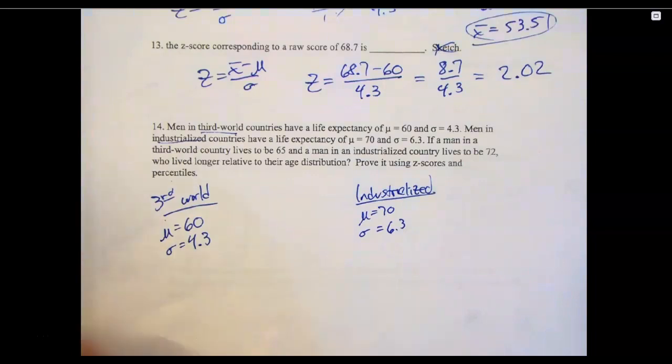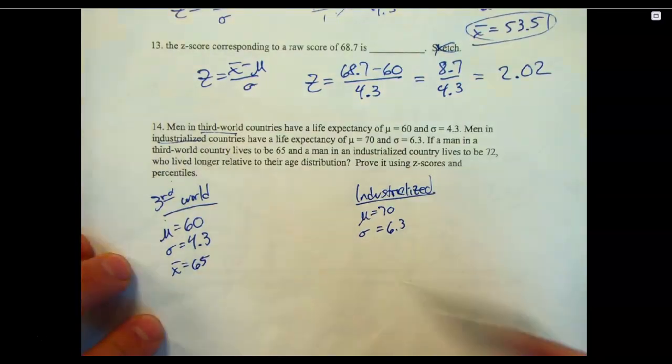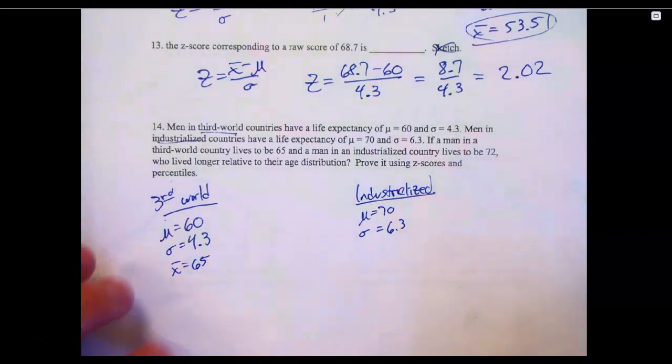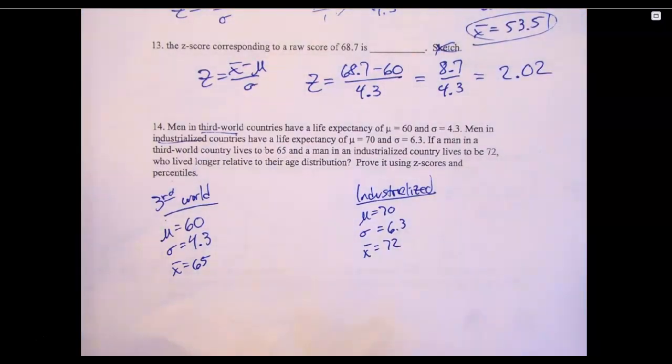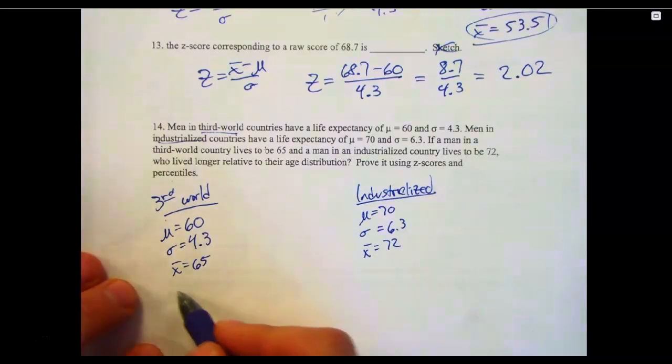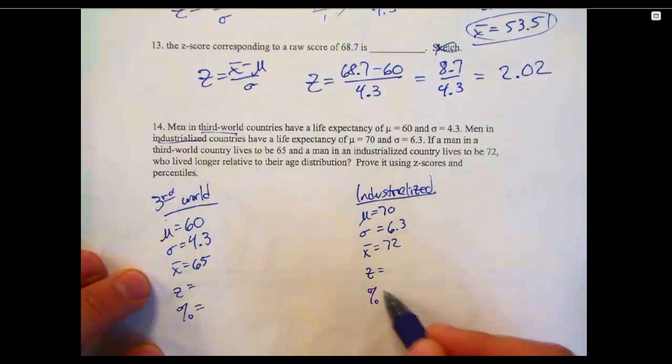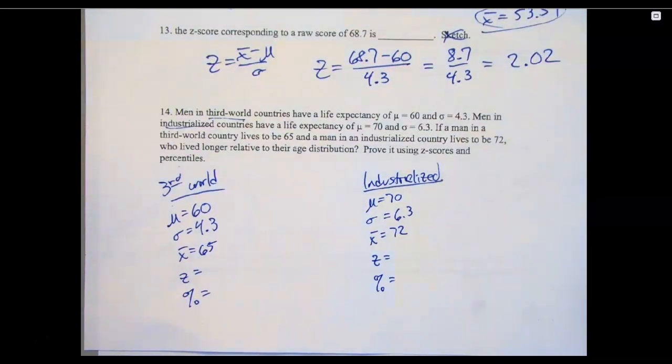The man in the third world country lives to be 65. The man in the industrialized country lives to be 72. So it's not who lived longer, because obviously 72 is bigger than 65. So who lived longer relative to their situation? So what I want to do is find the z-score for both of these and the percentile for both of these. So I'm going to give you a minute to try that. Does that make sense how I'm organizing it and setting it up? So try to find both those things. It's kind of a summary of. You have to turn your TV.